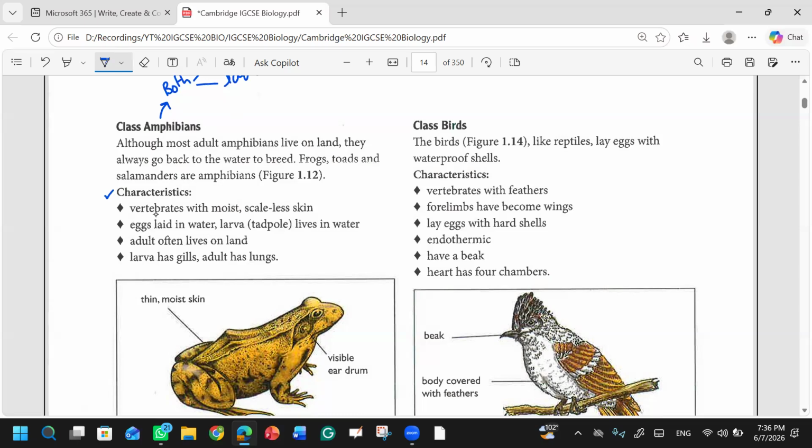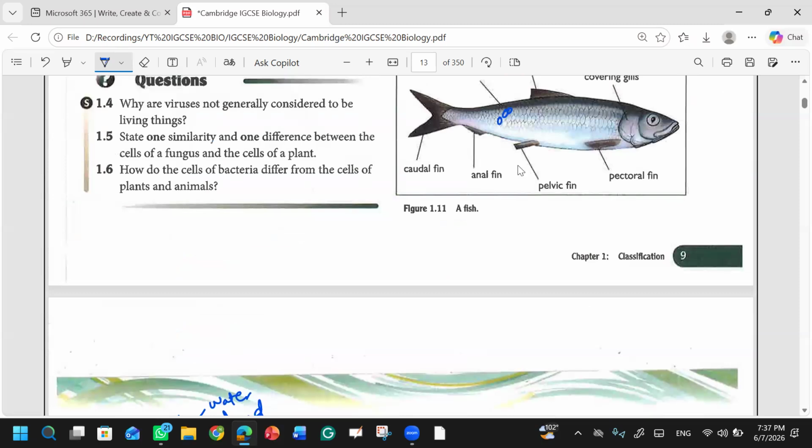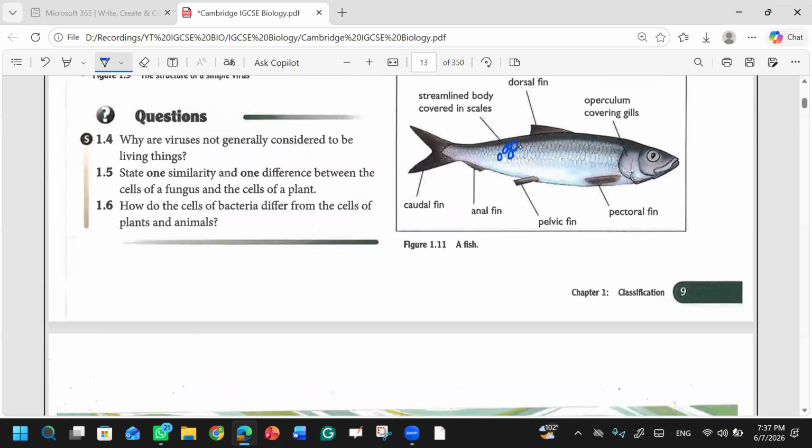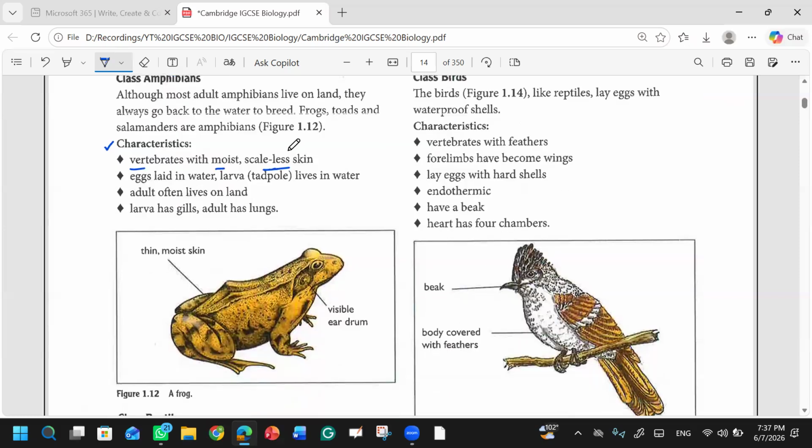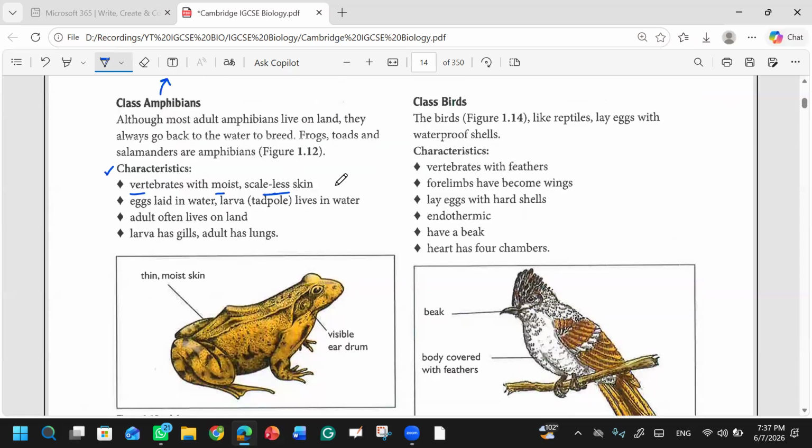So they are vertebrates, as we are discussing them in phylum Vertebrata, with moist scaleless skin. They don't have scales, just like fishes. On fishes there are scales, but when we talk about the frogs or any other amphibians, we say that their skin is scaleless. They don't have such a thing.